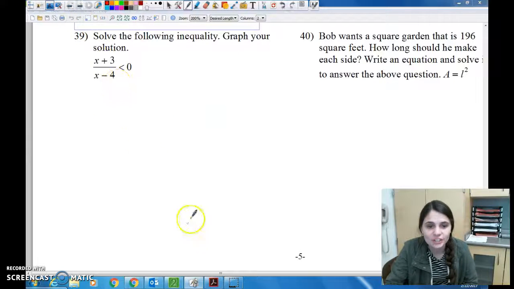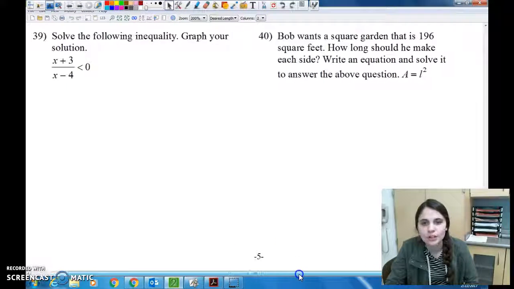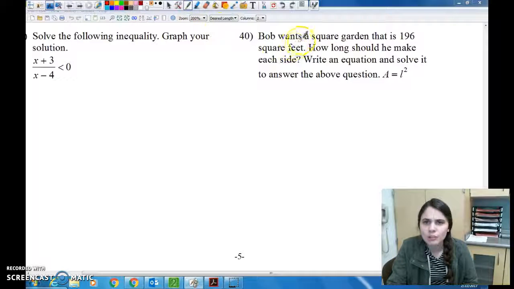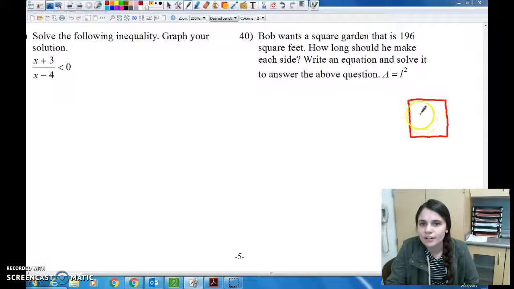Last one on your review has to do with this very last unit we've just done, Unit 8, where we're creating equations and rearranging formulas. Bob wants a square garden, so I'm going to go ahead and draw a square garden. That's 196 square feet, so it has an area of 196. How long should he make each side? These are the length, and we don't know how long it should be. That's what we're trying to find. So write an equation and solve it to answer this question.